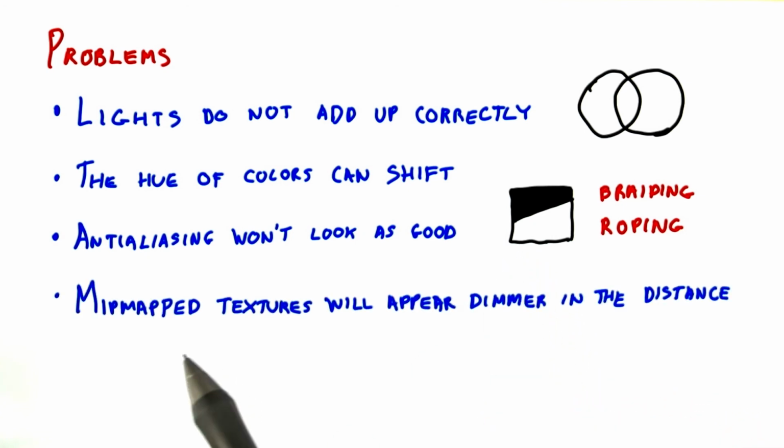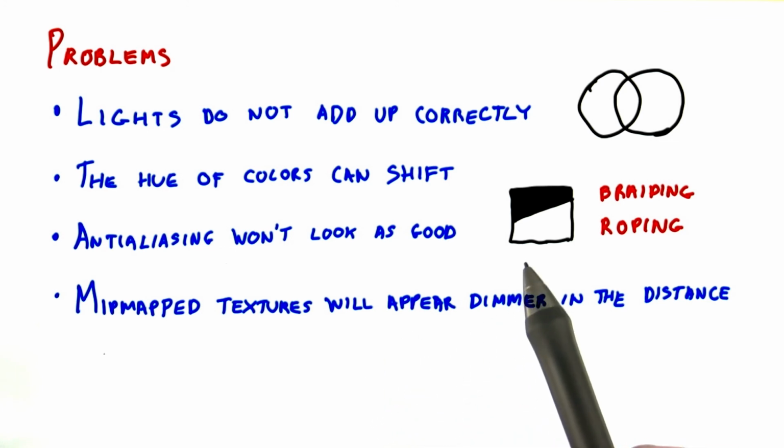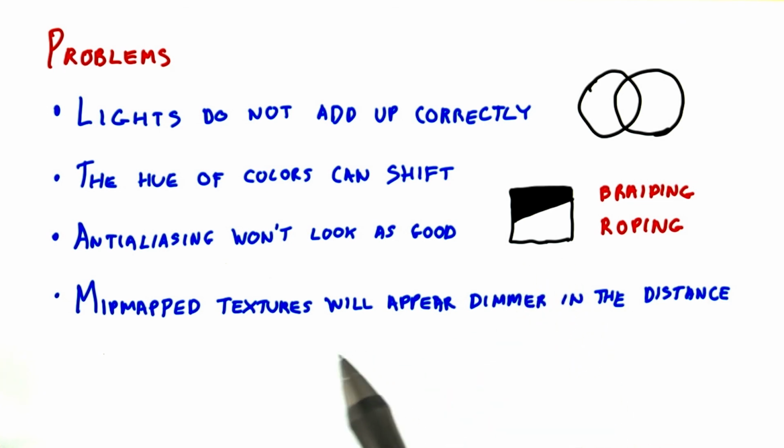Mipmapped textures will appear dimmer in the distance. The simplest case is the mipmap for a 2x2 checkerboard pattern. The 1x1 average mipmap is a gray level of 0.5, but as I've said maybe 5 times now, this gray will appear darker on the screen. This can cause textures with high contrast to look dimmer as these lower resolution mipmaps are accessed.